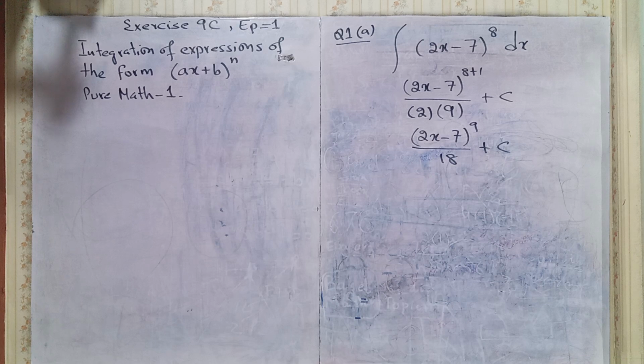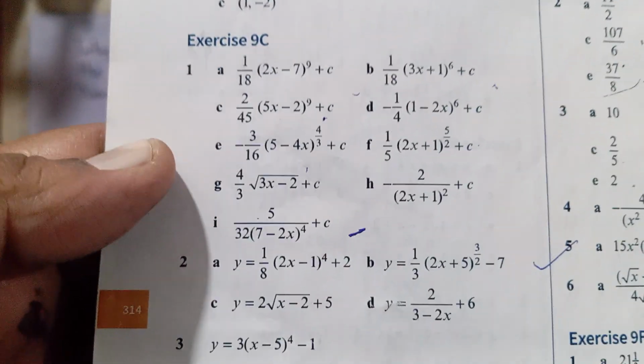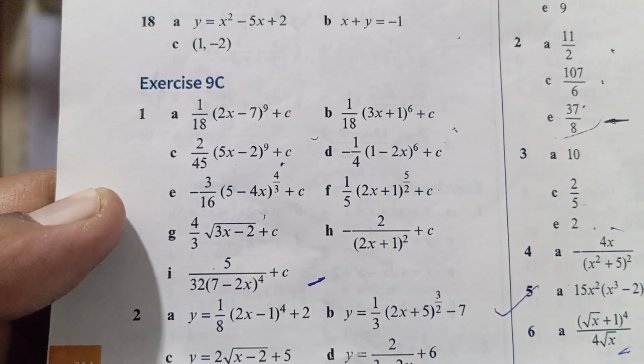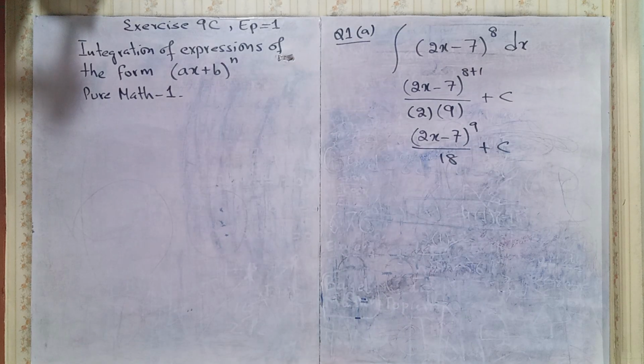And let me check if the answer is right. We are working on exercise 9C, question number 1. So let me show you exercise 9C, question number 1. The answer is in this form. Our answer is also right. So this is how you will do question number 1, part a.